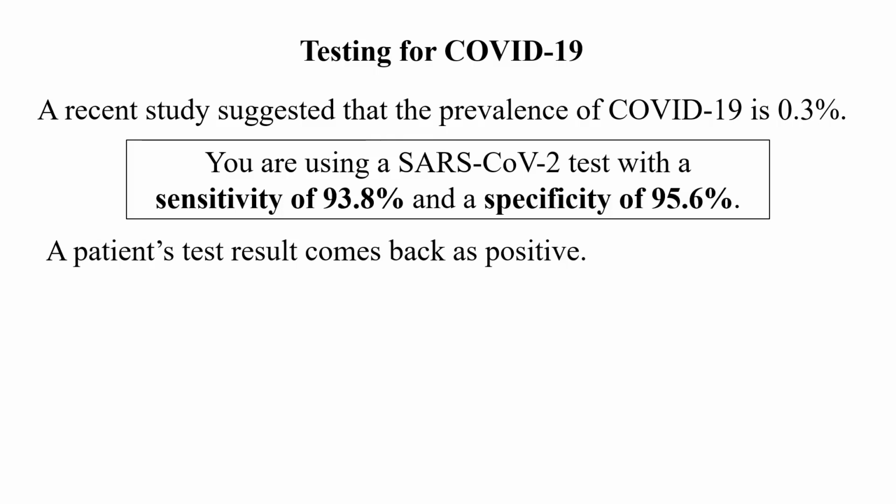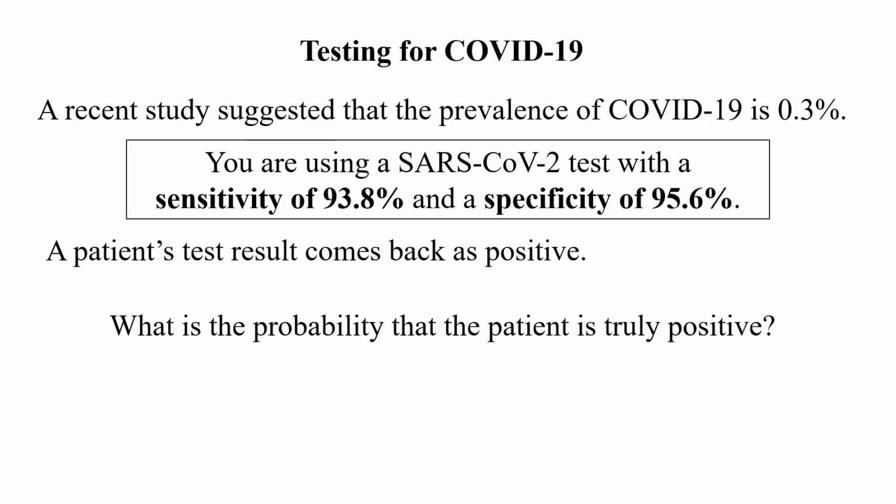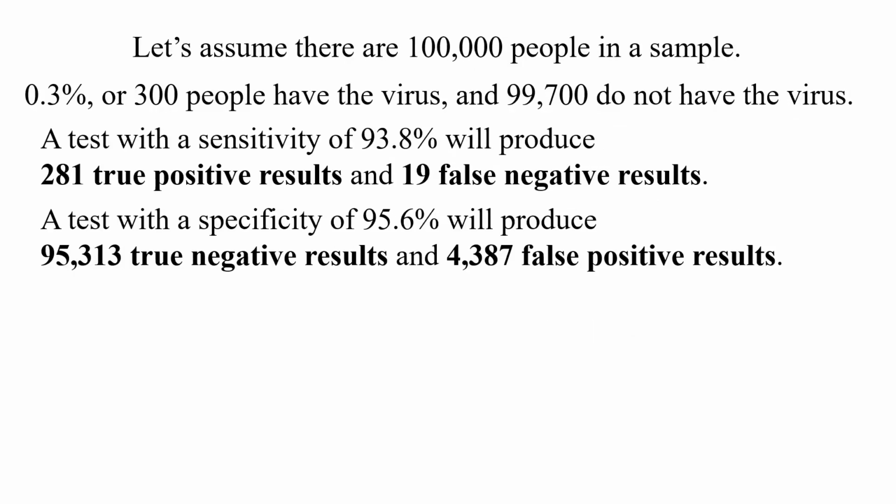There are approximately 990,000 people with active COVID-19 among a population of 330 million people. You are using a SARS-CoV-2 test with a sensitivity of 93.8% and a specificity of 95.6%. If a patient's test result comes back as positive, the question is, what is the probability the patient is truly positive? Let's assume there are 100,000 people in our sample. 0.3% or 300 people have the virus, and the remaining 99,700 do not have the virus.